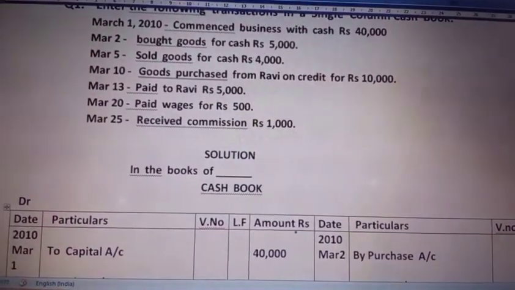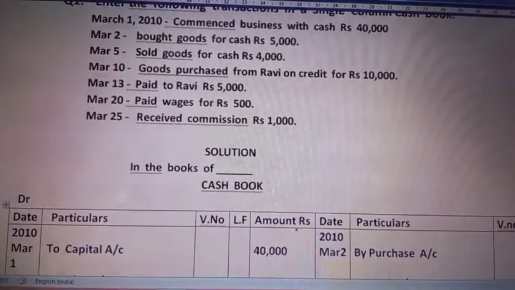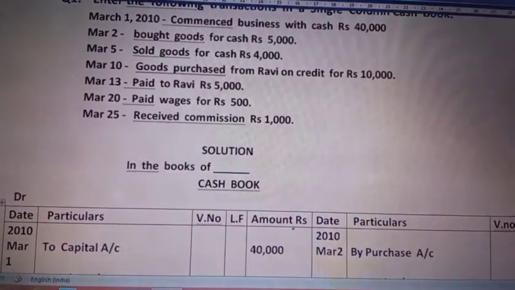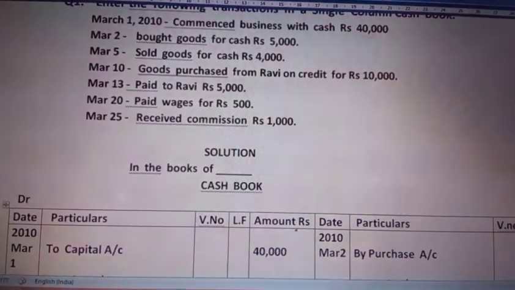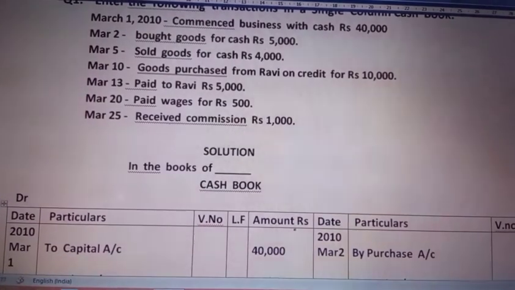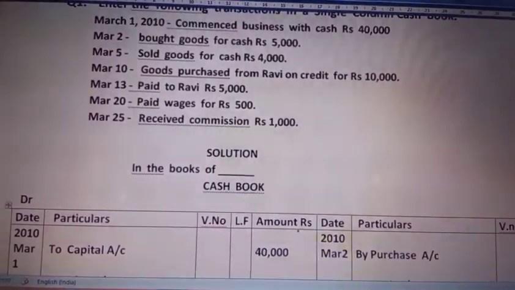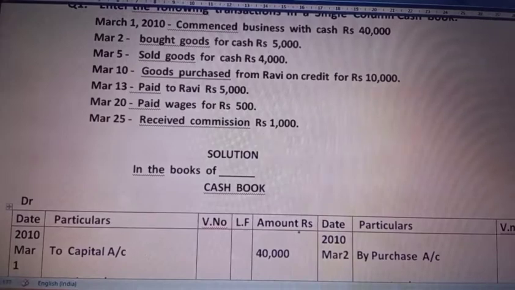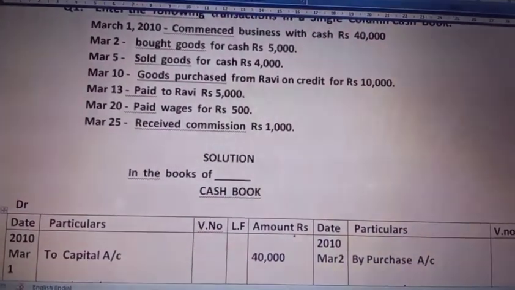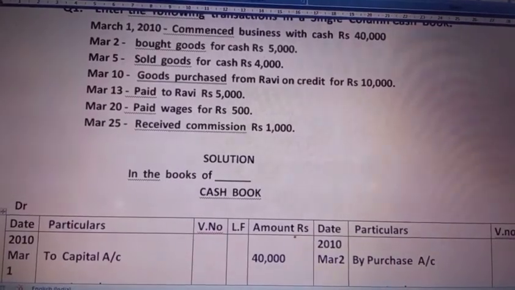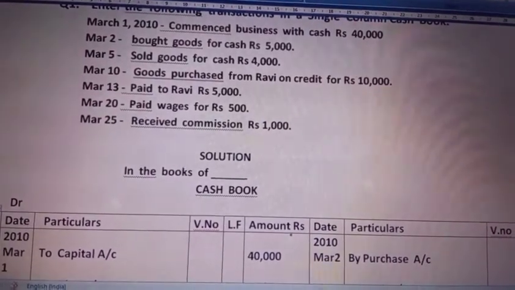Okay, first transaction I had given you, it was March 1, 2010, commence business with cash rupees 40,000. So since it is treated as a cash account, increase in cash will be recorded in the debit side. So here I have written to capital account rupees 40,000. Okay, then comes the next transaction, March 2, bought goods for cash rupees 5,000.